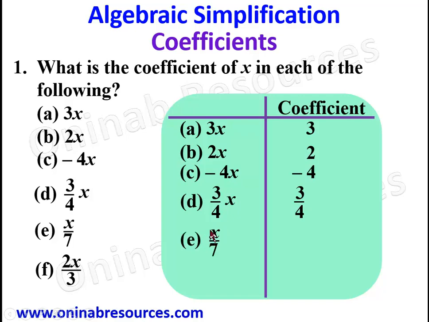We go to E, this is x over 7. This can be written as 1 over 7x. So that when we remove the x, we are left with 1 over 7, which is the coefficient of x in x over 7. And finally, we have 2x over 3. For 2x over 3, again remove the x. I am left with 2 over 3, which is the coefficient of 2x over 3.